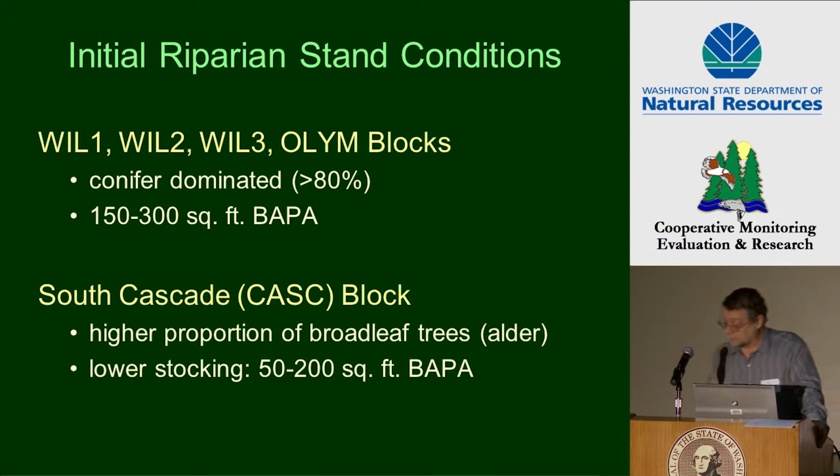So the initial riparian stand conditions at the start of the study were similar in 4 out of our 5 blocks, and they consisted of dense second growth conifer-dominated stands with between 150 and 300 square feet of basal area per acre. However, there was a notable difference in the South Cascade block where we had a much higher proportion of broadleaf trees, particularly alder, and generally lower stocking levels in the 50 to 200 square foot range.